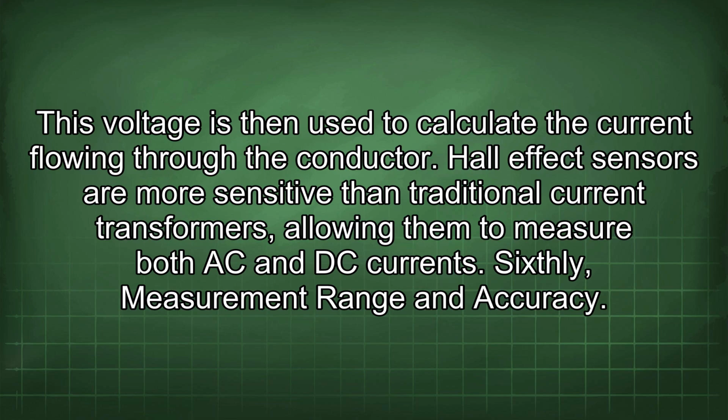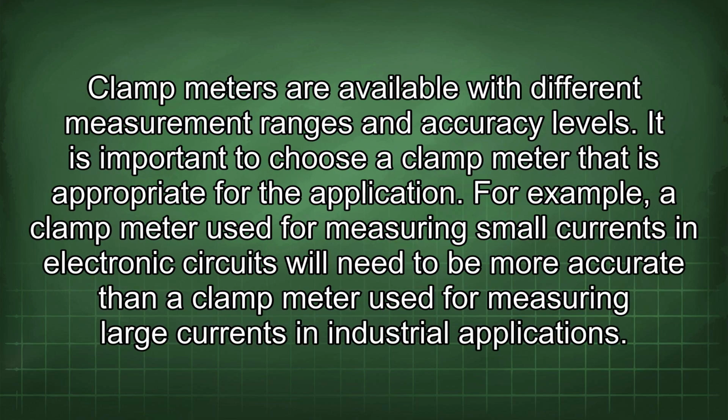Sixthly, measurement range and accuracy. Clamp meters are available with different measurement ranges and accuracy levels. It is important to choose a clamp meter that is appropriate for the application. For example, a clamp meter used for measuring small currents in electronic circuits will need to be more accurate than a clamp meter used for measuring large currents in industrial applications.